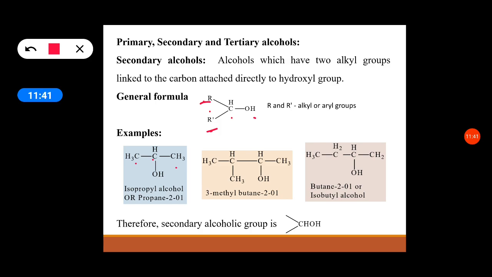3-methyl butene, this carbon having adjacent two carbons. Butane 2-ol, the carbon which is linked to the OH group having adjacent two carbons. Sorry, it should be CH3. Butane 2-ol is also called isobutyl alcohol. Therefore, in the secondary alcohol, the functional group is CHOH. In the primary alcohol, it is CH2OH. In the secondary alcohol, it is CHOH.